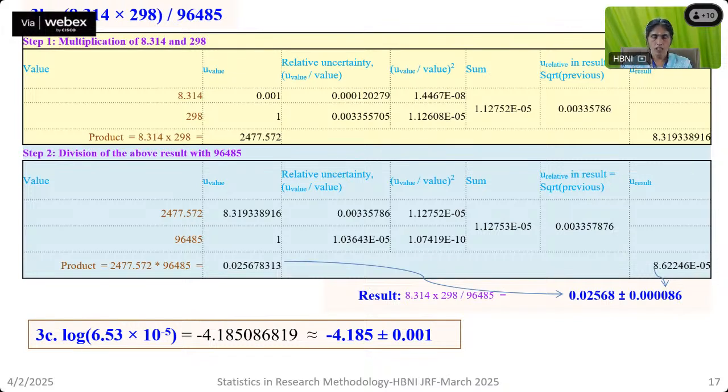Okay. Logarithmic function, as we have discussed in the previous class, significant figures will be counted only after the decimal point. So that way you express the result.